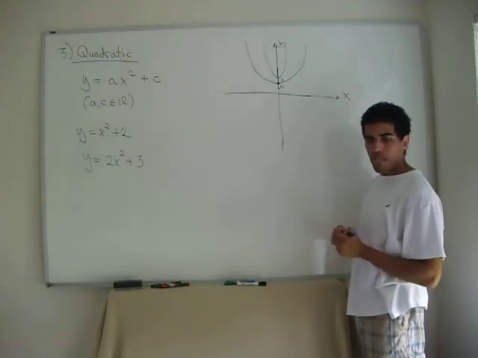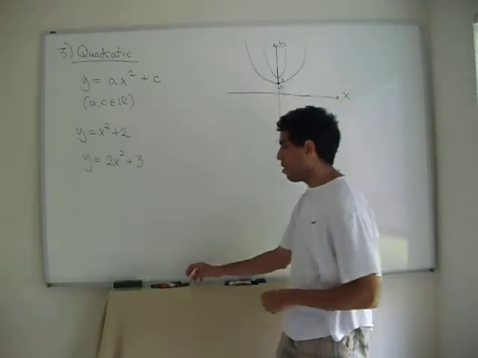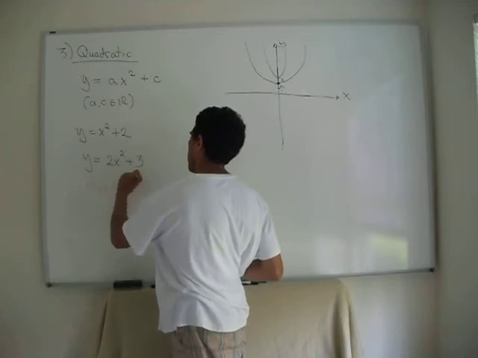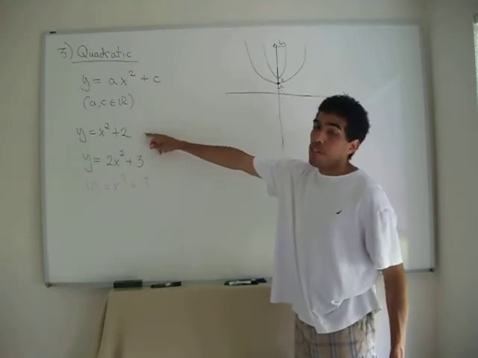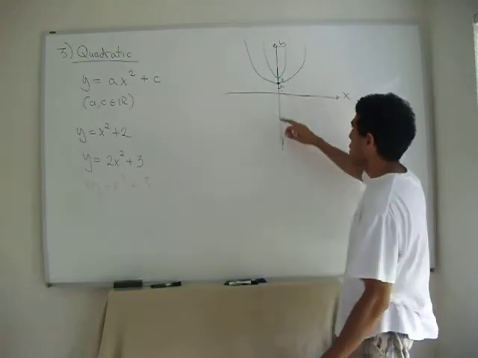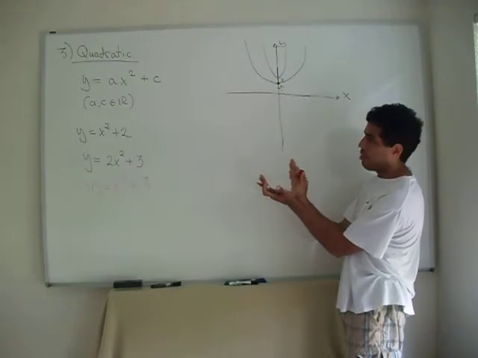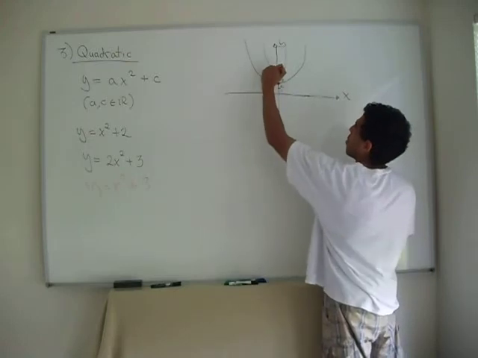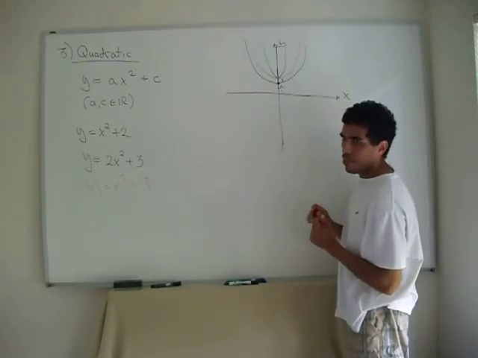Okay? But what happens if we were to graph x squared plus 3? Where would that be? Well, let's do that again. X squared plus 3 is pretty similar to x squared plus 2. The only difference is that the cut with the y-axis is going to be located at 3, right here. The concavity is not going to be as aggressive as 2x squared. It's going to be similar to x squared. And there you go.